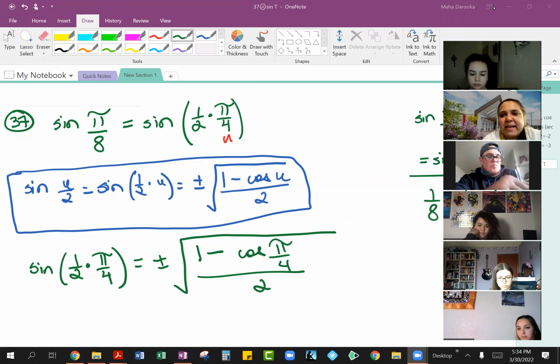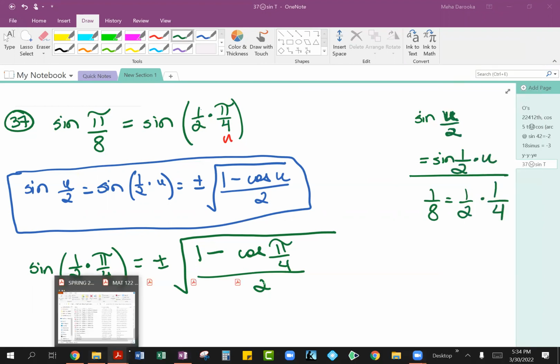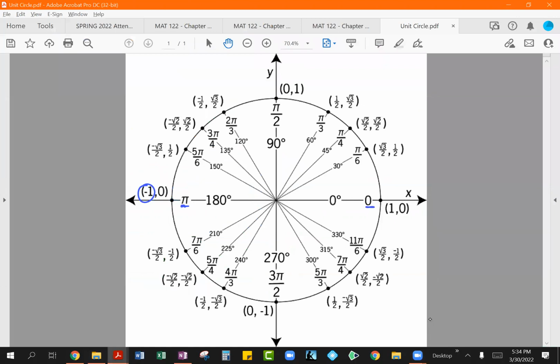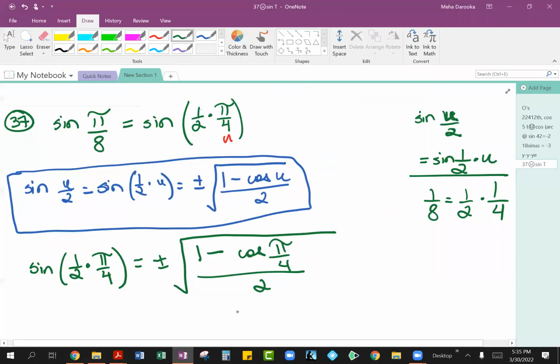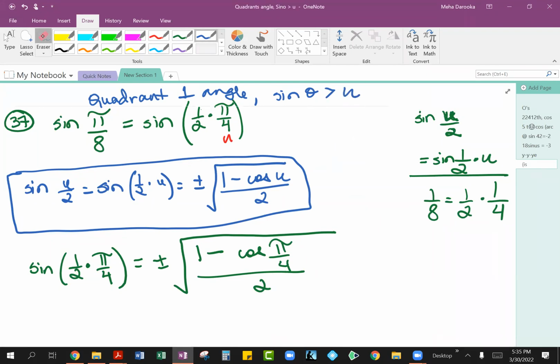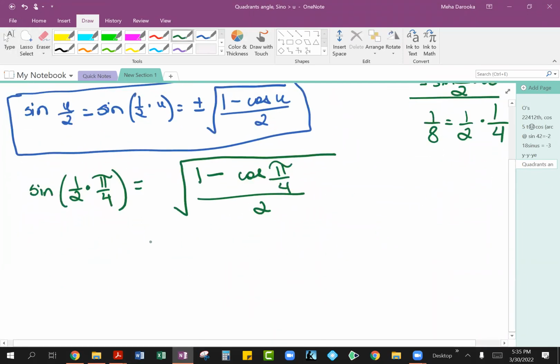Yeah, Darren, very nice. Perfect. Yes, this is a quadrant 1 angle, because pi over 8 is literally half of this angle over here. So it is going to be quadrant 1. Perfect. So that means, since this is a quadrant 1 angle, your sign is going to be positive. So actually, let's just get rid of that plus or minus, because we will have a positive angle here.